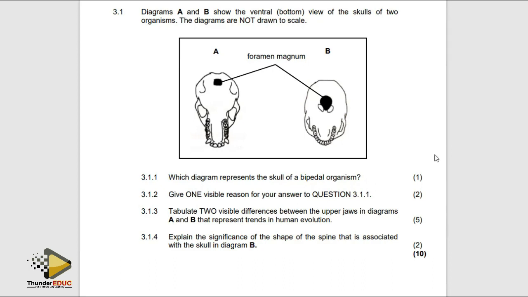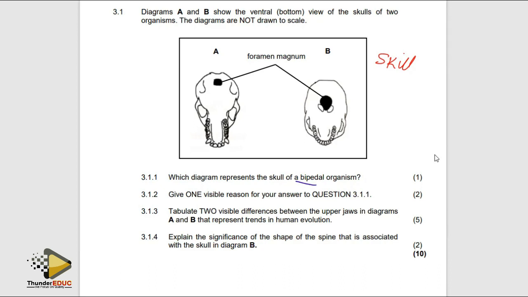Let me first explain the word skull. Some people confuse the words skull and cranium. Cranium is where the brain goes. The skull involves even the jaws. So when you mean where the brain goes, please don't use the word skull, use the word cranium. So skull is the whole thing, the head, including the jaws, the teeth, and everything. But when you talk about cranium, please, we are talking about where the brain goes. All right. Now, which diagram represents the skull of a bipedal organism?